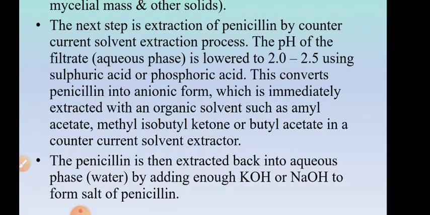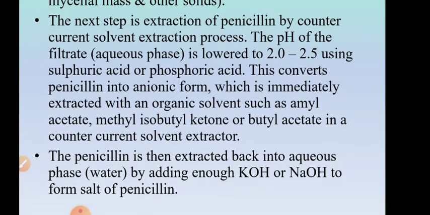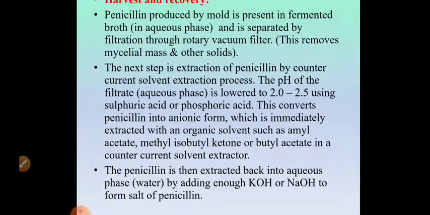extracted with an organic solvent. You mix it with an organic solvent like amyl acetate or butyl acetate or methyl isobutyl ketone in a countercurrent solvent extractor. So that means it is extracted now in the organic phase. Okay, then the penicillin is extracted back into the aqueous phase by adding enough of KOH or NaOH to form salts of penicillin. Right, so first you have penicillin in aqueous form, you extract it into the organic phase, then you go back to the aqueous phase, then again the organic phase. And then you add enough of NaOH or KOH to get salts of penicillin.